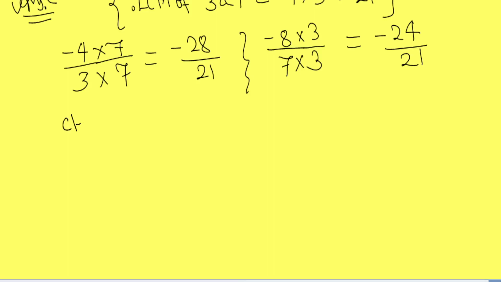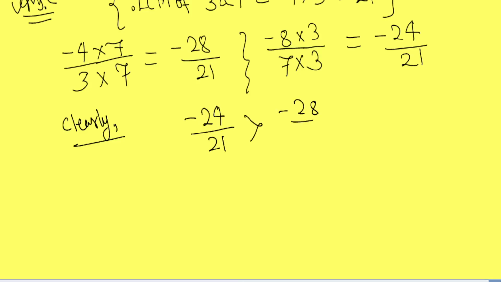So moving forward, we want to compare both the rational numbers. We can clearly see that this rational number is smaller and this rational number is bigger. -24 upon 21 is greater than -28 upon 21, because in negative numbers, -28 is a smaller number and -24 is a bigger number. I don't want any discussion about why this is bigger or why this is smaller, because I have already elaborated this very well in the previous exercises.